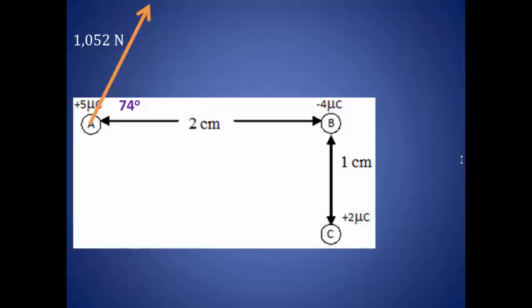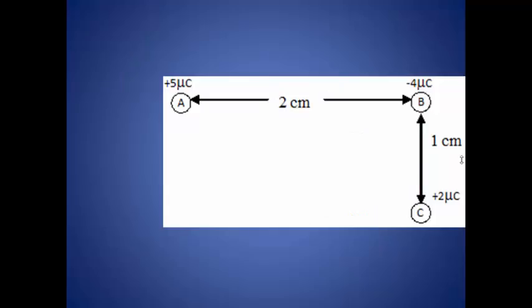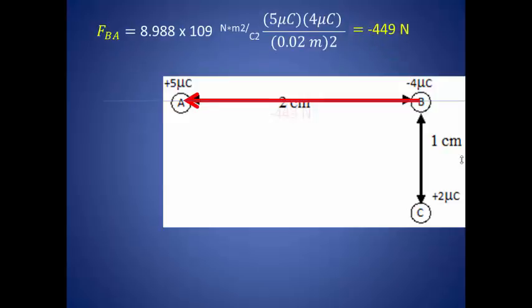Now what about particle B? Particle B feels an attractive force to particle A since they are opposite charges. This force is felt along the horizontal to the left, so it will be a negative force. And we found the magnitude of this force earlier to be 449 newtons. So the force of particle A acting on particle B is a negative 449 newtons.